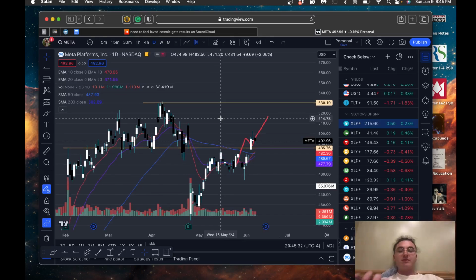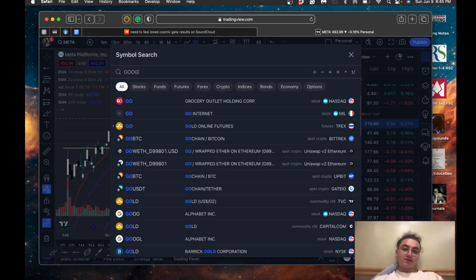So with that being said, you might be thinking, oh, well, obviously some look better than the others. Google doesn't look as good as Apple. Meta doesn't look as good as Apple.